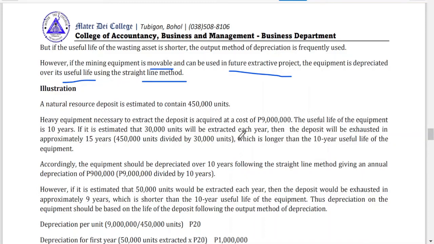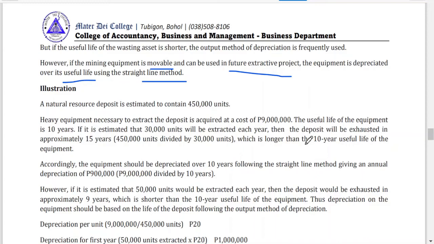Because if 30,000 every year, kada tuig, and total units that can be taken out from the property is 450,000 units, how long will it take for you to fully extract this 450,000 units, considering na kada tuig 30,000 units ang pwedeng ma-extract? So it will take you 15 years approximately. This is longer than the 10-year useful life of the equipment. So remember, the rule is you have to determine which life is shorter, the equipment ba or the wasting asset.